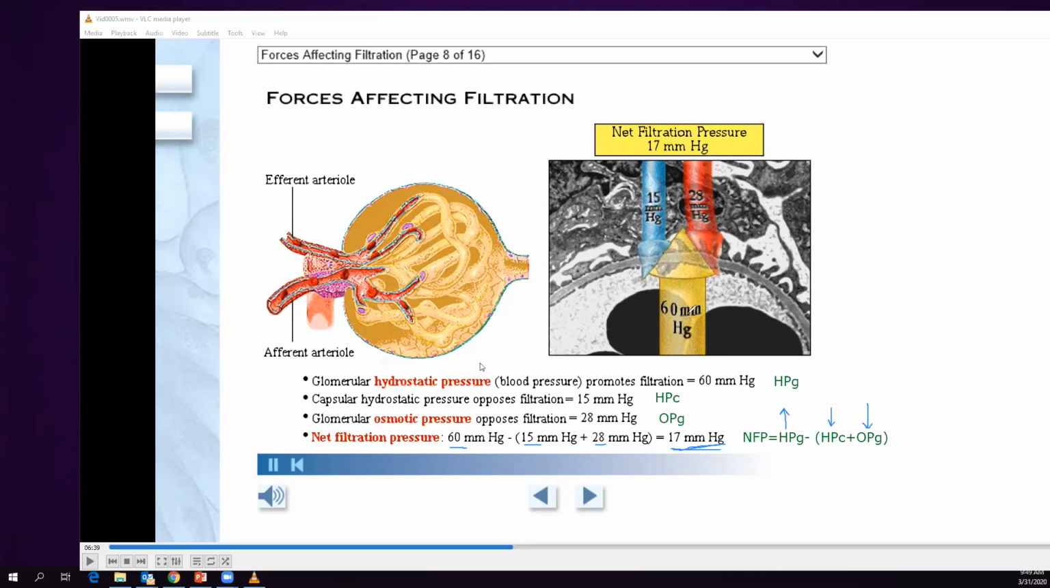So question number 6 says, what is the normal net filtration pressure? It is 17. So we want to make sure that this number stays at 17 because it's going to affect another number, which we're going to look at right now. And so I'm just going to wait and see if anybody has any questions on that. Okay. All right, let's move on.